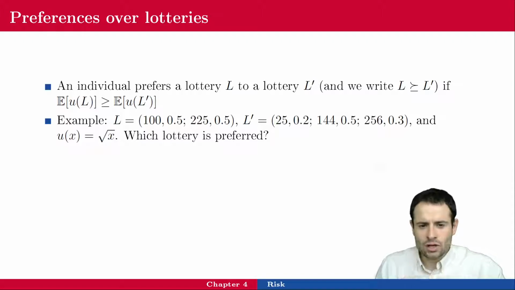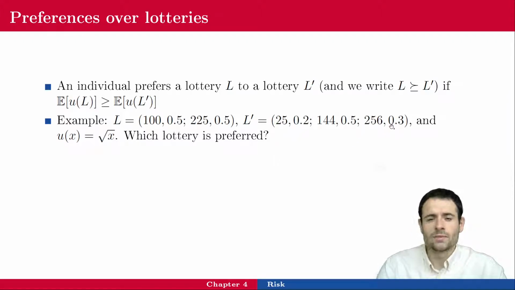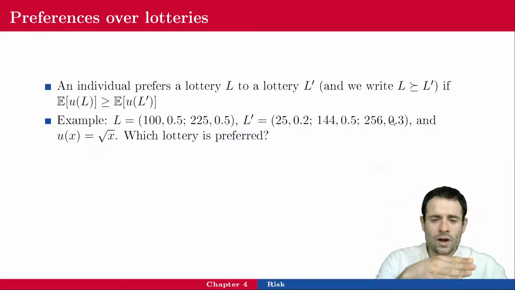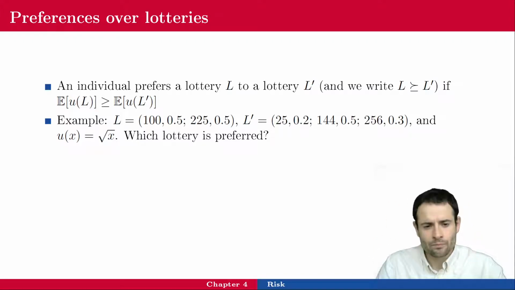So imagine we have two lotteries. The first one pays $100 with probability 50% and $225 with probability 50%. The second lottery pays $25 with probability 20%, $144 with probability 50%, and $256 with probability 30%. Note that those probabilities sum up to 1 every time. If it is not one outcome, it's going to be another outcome.